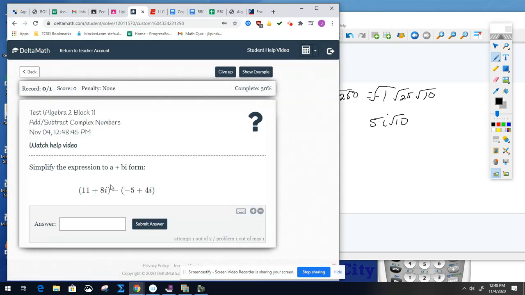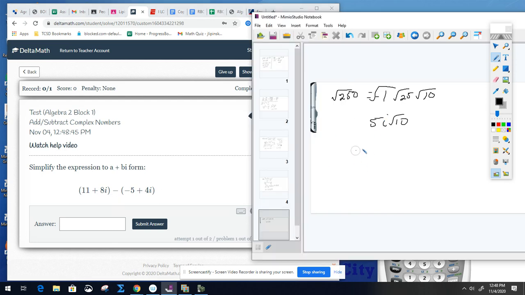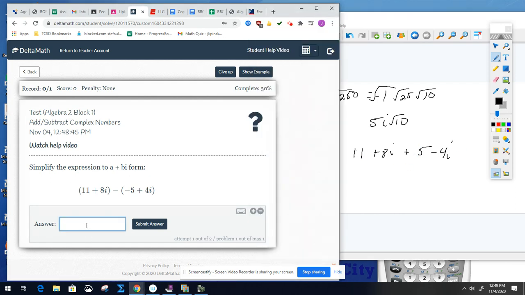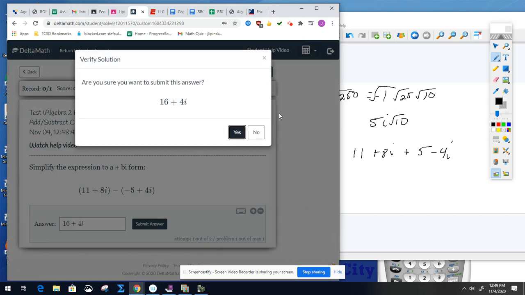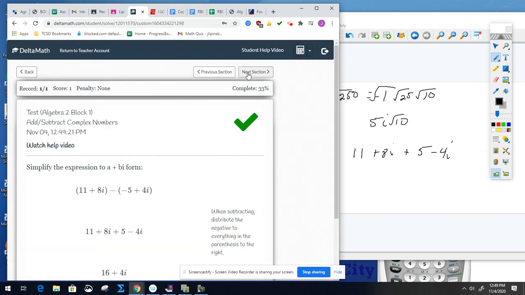Add, subtract complex numbers. So here I'm subtracting. I'm going to go ahead and write this down. I know you can use a calculator here. 11 plus 8i. I'm going to change this minus to a plus. And when I do that, all these signs change. So it'll be plus 5 minus 4i. 11 plus 5 is 16. 8i minus 4i is plus 4i. Again, make sure your signs are right. 11 minus a minus is 16. 8 minus a 4 is 4. Submit your answer. There's the answer for that one.